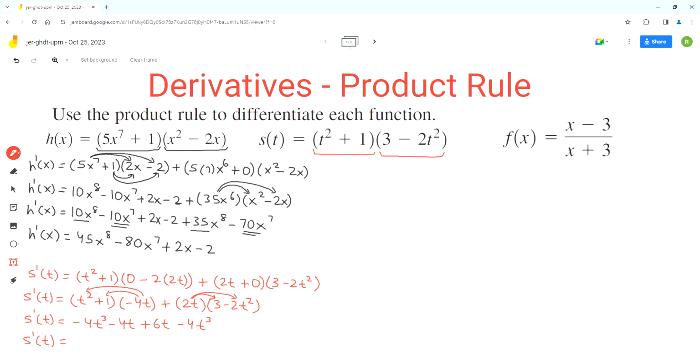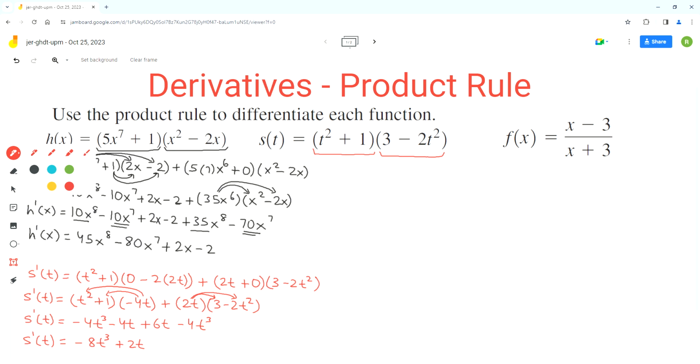So we can combine the t cubed terms. So I got negative 8t cubed, and now I can combine negative 4t and 6t, which is equal to plus t. So this should be the final answer for the derivative of the second function s at t. Now we can find the derivative of the third function.